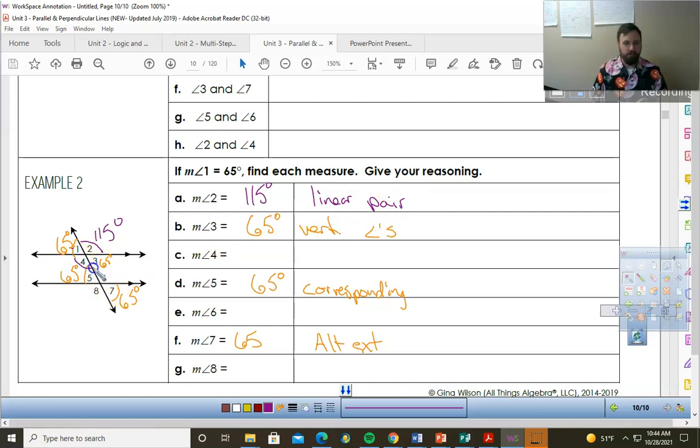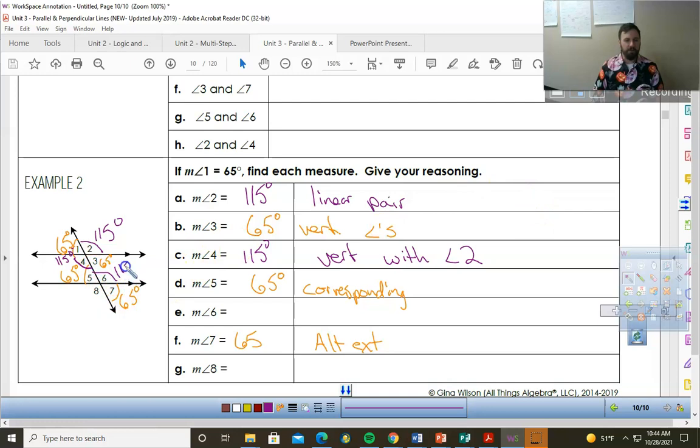And now angle 4 is also 115 degrees because it's vertical with 2. Can we do that once we know angle 2? Why not? There's multiple ways to show it. You could have said they form a linear pair with 1, or with 3.